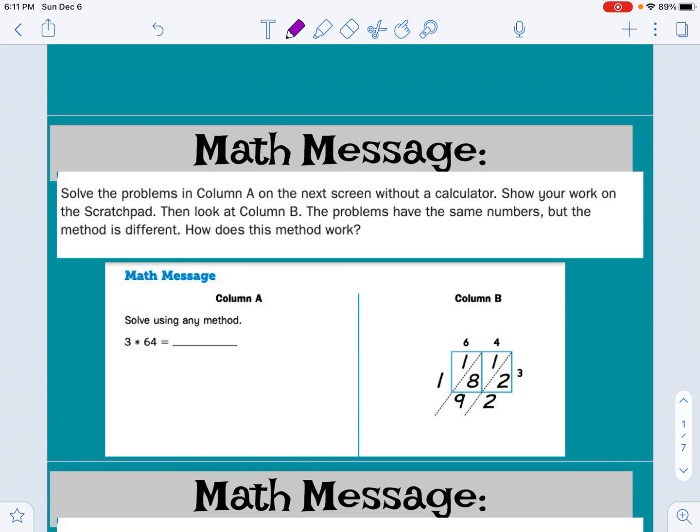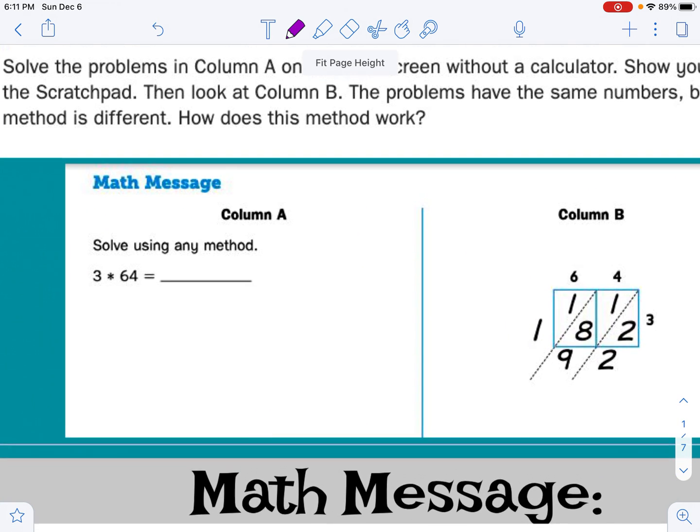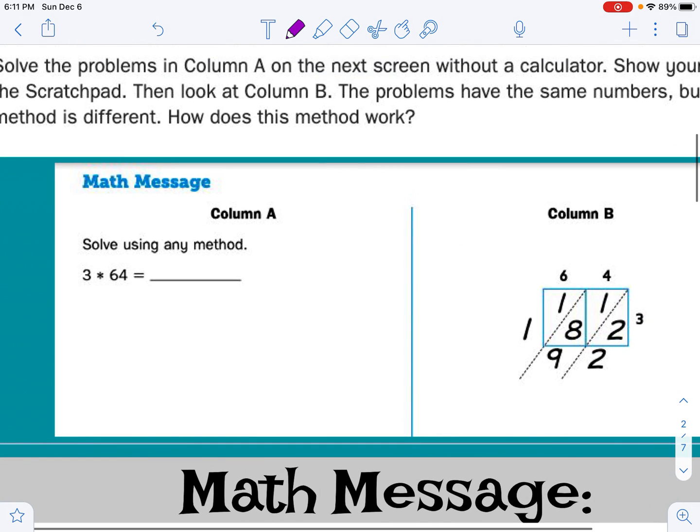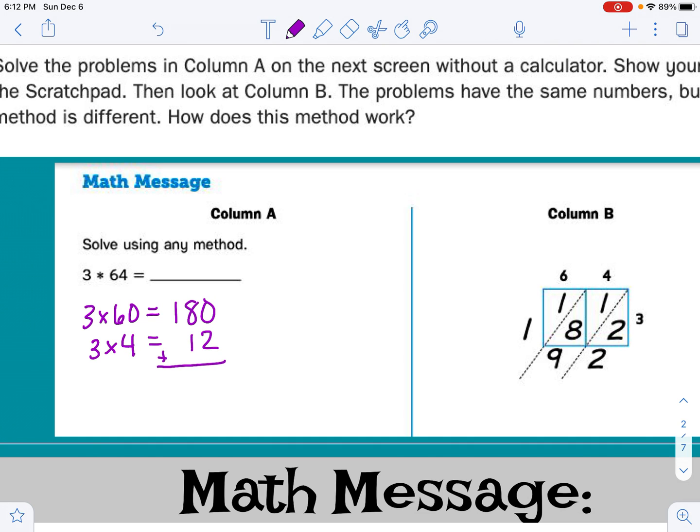So we're going to solve this problem in column A here with any method we like, and then look at column B, which is the lattice method, to see how it works. I'm going to do partial products for 3 times 64. So I'm going to do 3 times 60. I know 3 times 6 is 18. Attach my 0 on the end. And then 3 times 4 is 12, and add it together to get 192.